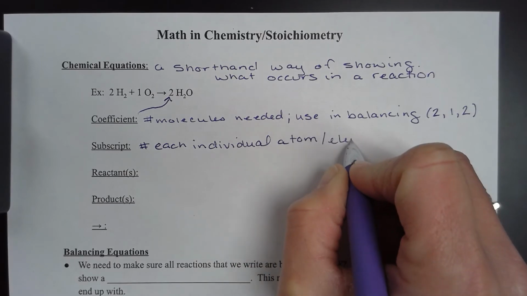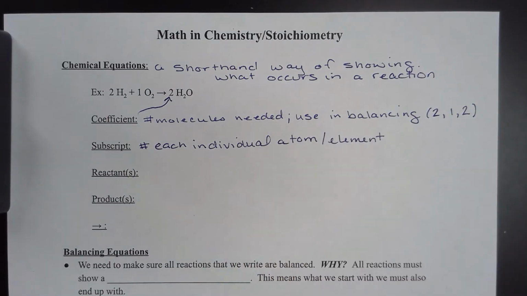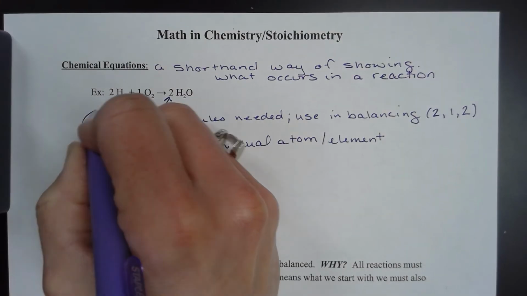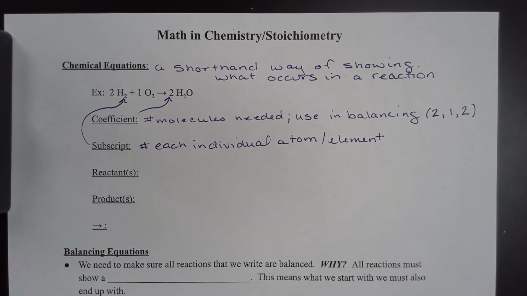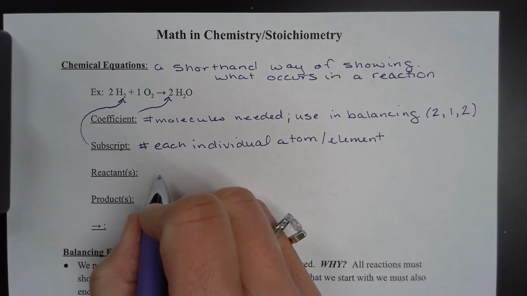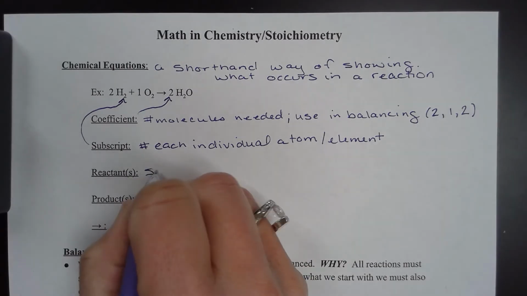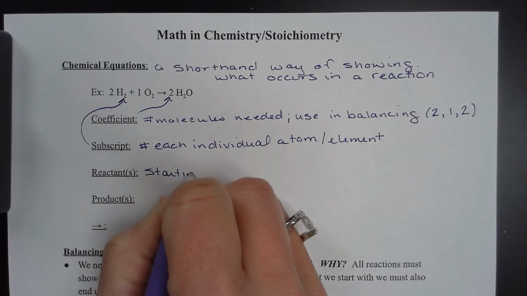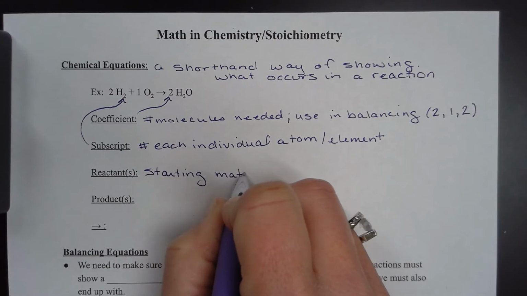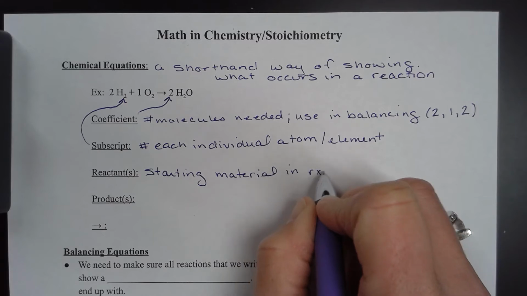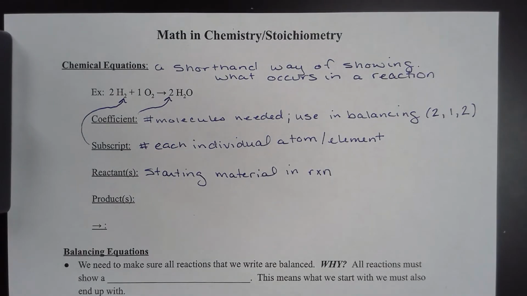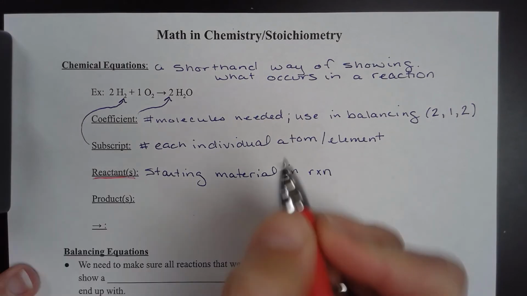Now we've dealt with subscripts. Our subscripts are those small numbers. It says H2. That means there's 2 hydrogens in that molecule. A reactant is our starting material in the chemical reaction. Now just like before, reaction I will shorten to RXN. Our reactant, I'm going to underline here, is this part of the equation.